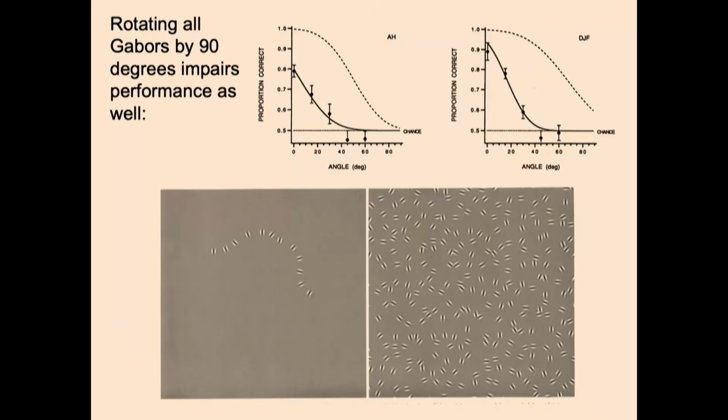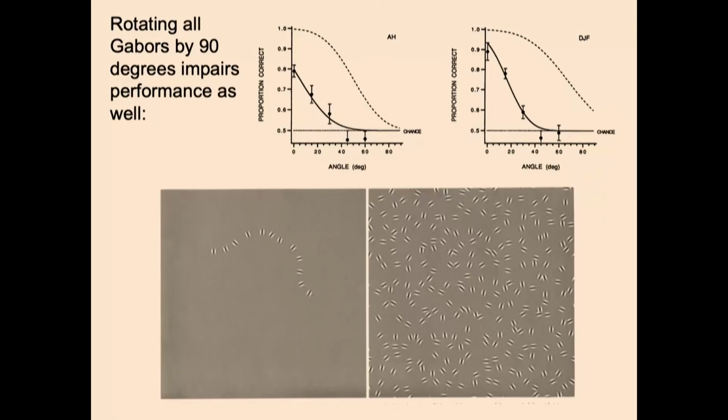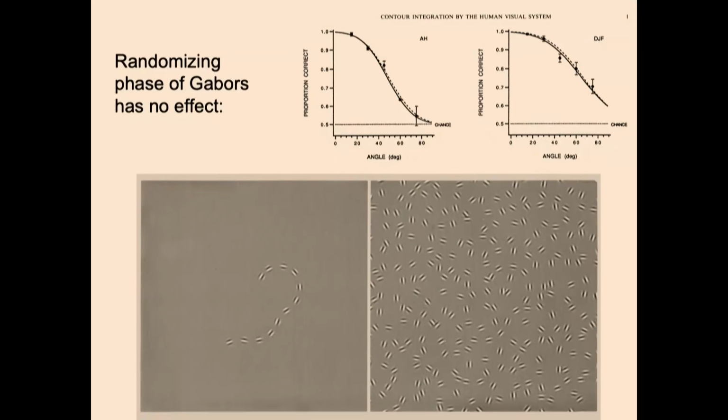Yeah. The problem is that if I just showed you this, you wouldn't believe me there was something in there, right? So I got to show you that one. I guess I could animate it, right? So these are all things that kind of make it harder. On the other hand, randomizing the phase of the Gabors has no effect.